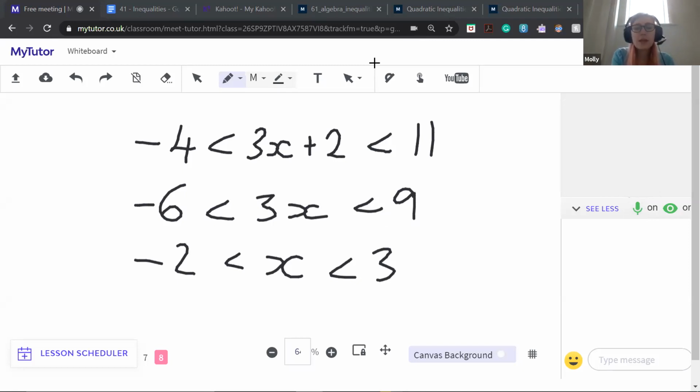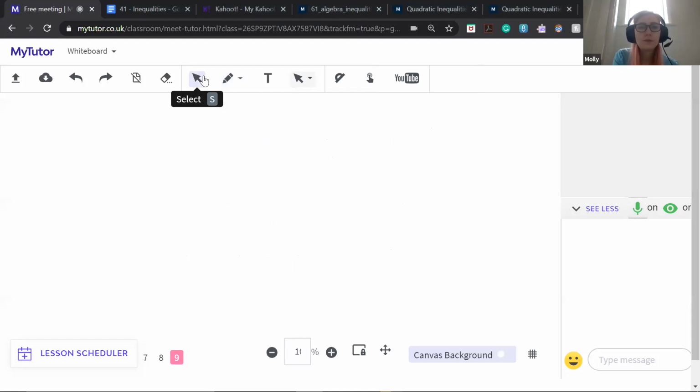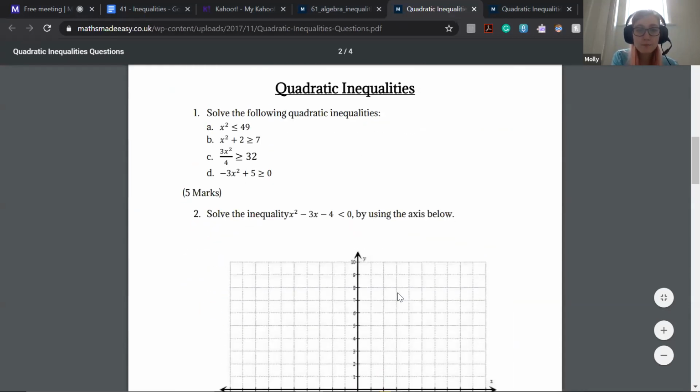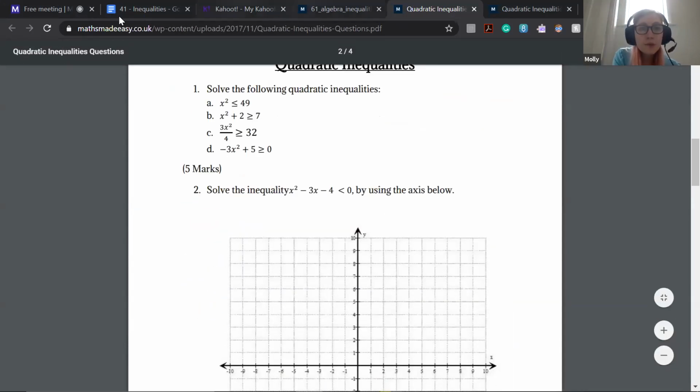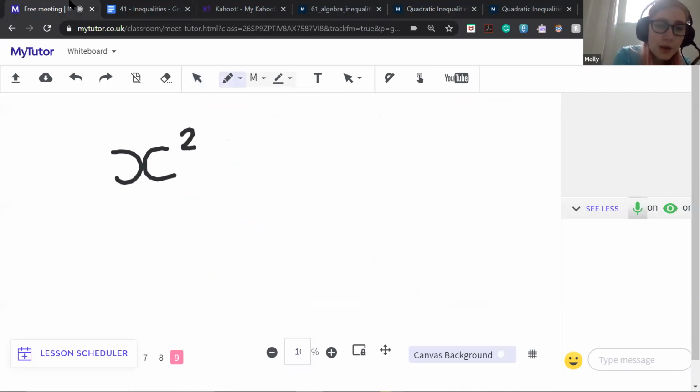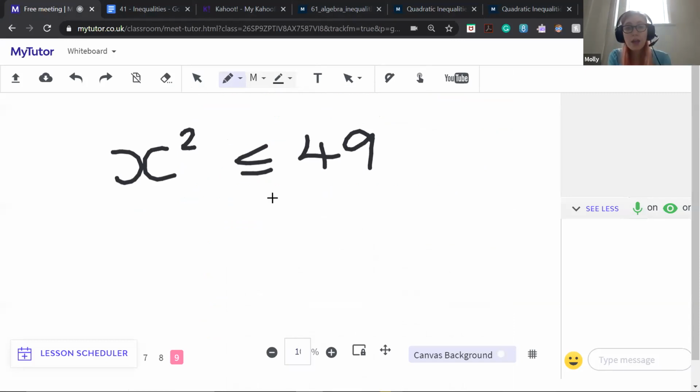Okay, let's move on to the quadratic ones. I'm just going to dive straight in with an example, because I think it's the easiest way. The first one I'm going to do is an easier one just to show you something. If we just have x squared is less than or equal to 49, what do you think the solutions are to this?